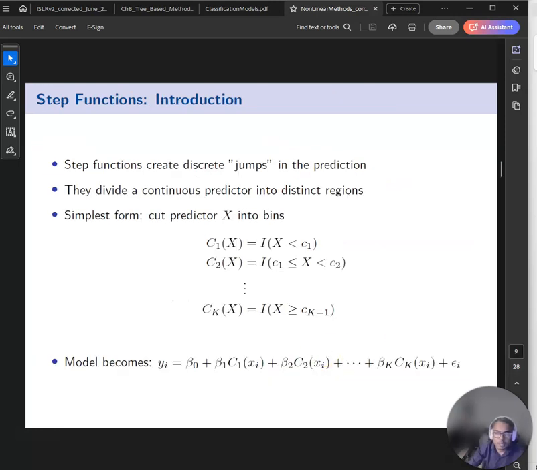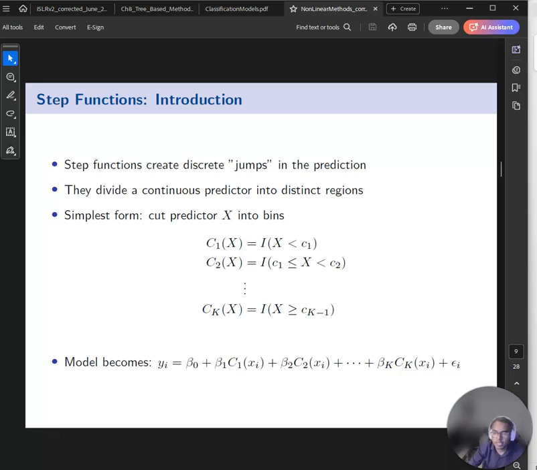Now let's explore step functions, a different approach to modeling nonlinear relationships. While polynomial regression allows for smooth curves, step functions create discrete jumps in our predictions. The basic idea is to divide a continuous predictor into distinct regions or bins. For each region we estimate a separate effect.